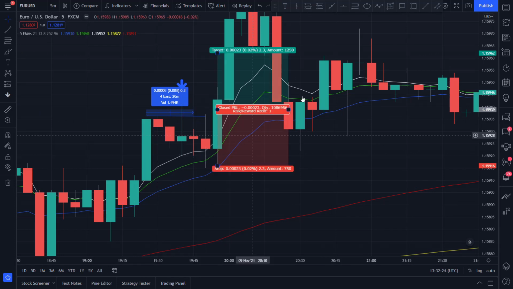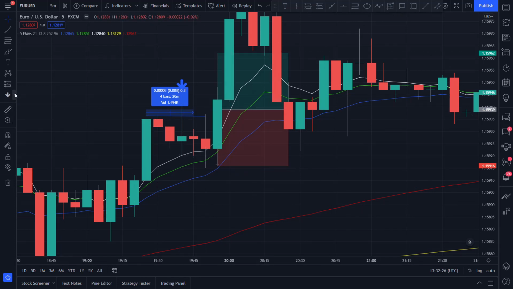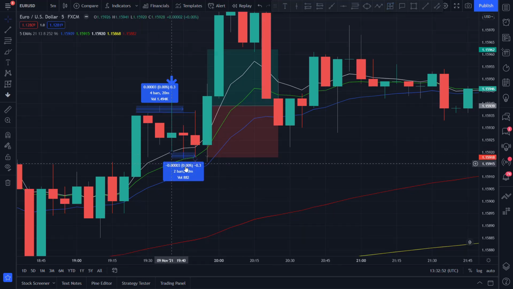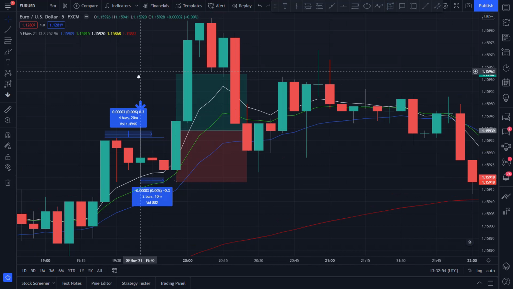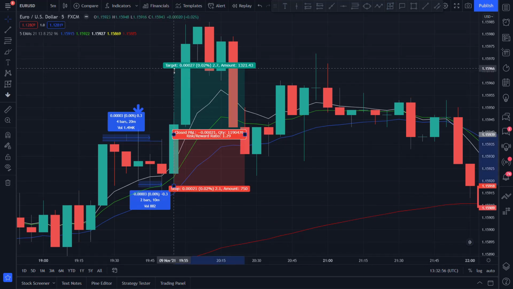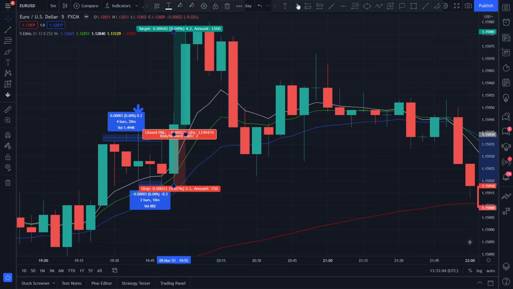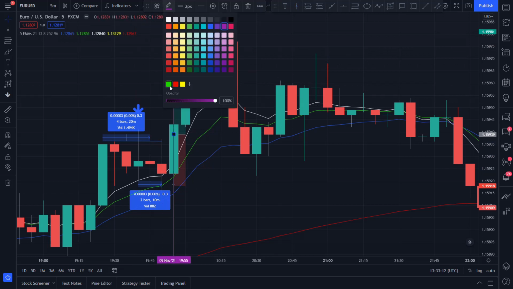For a stop loss placement, we are going to use again our date and price range tool, and we are going to find our trigger candle, which was this candle, and measure 0.3. Our stop loss is going to be at the low of the box, and our take profit is going to be 1 to 2. As you can see, this trade was a winner.